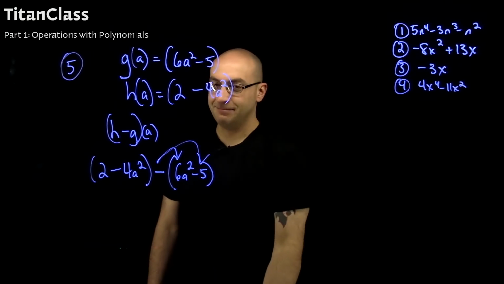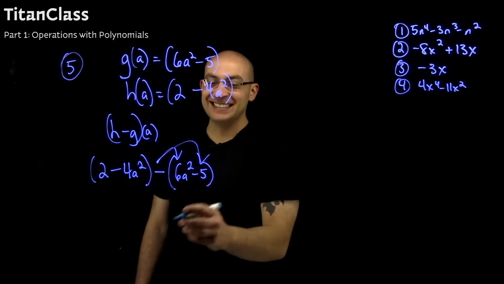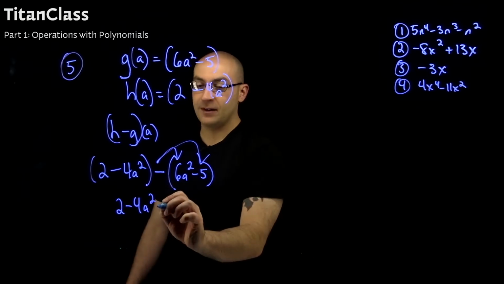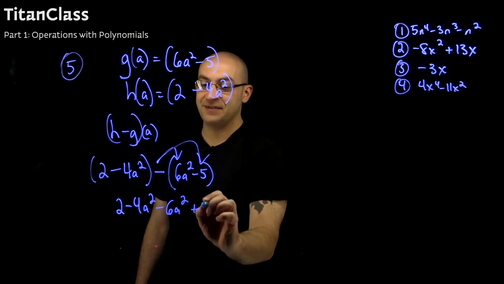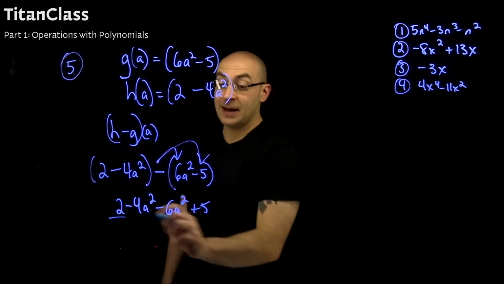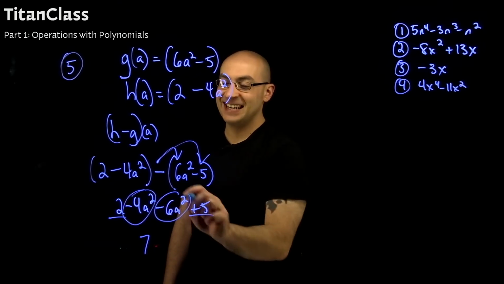Whatever. So let's distribute the minus sign. Okay, so let's actually distribute the minus sign. 2 minus 4a squared, minus 6a squared plus 5. There we go. Now we can combine like terms. I've got a positive 2 and a positive 5, which is a 7. And then I've got a negative 4a squared and a negative 6a squared.